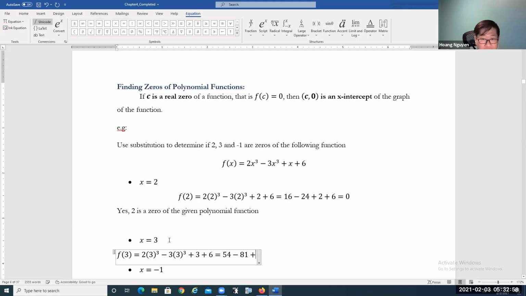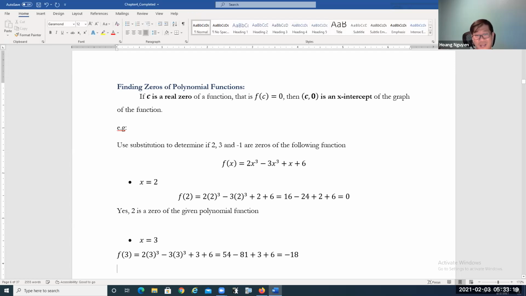Minus, oh, that's a plus, 3 plus 6. Now let's find out the answer over here. So we have 54 minus 81 plus 3 plus 6. So the answer is going to be negative 18. So we can see that negative 18 is not 0.